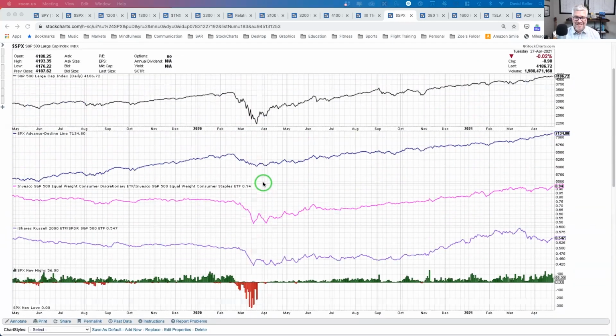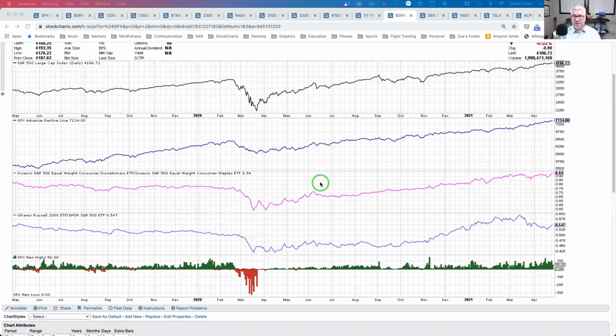Those are equal weighted ETFs for those two sectors. You're looking more at a pure read on the average consumer discretionary stock, or really how that basket is doing versus the basket of consumer staple stocks. Not overweighting the largest stocks, but just looking at all of them together.